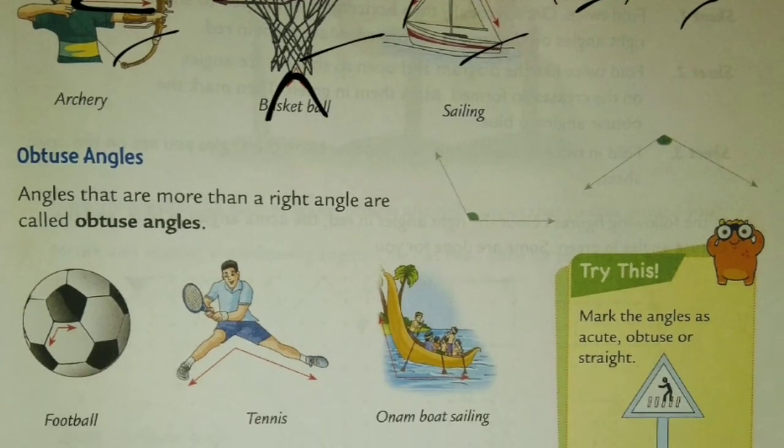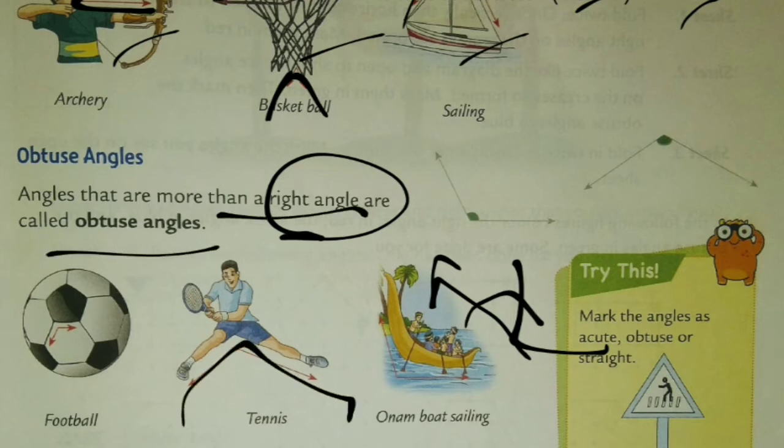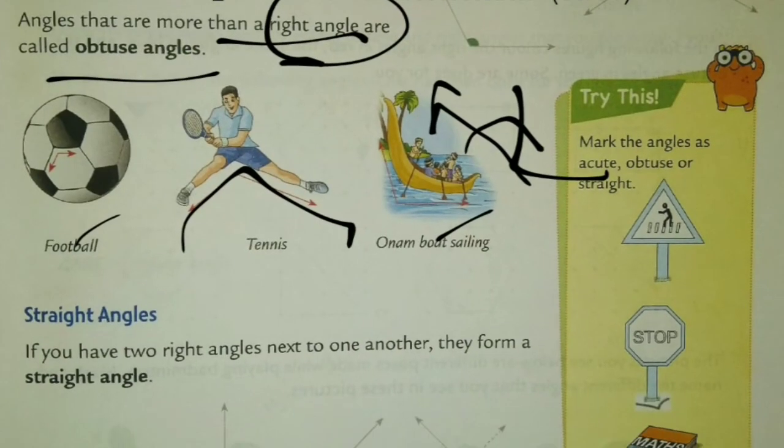Next, obtuse angle. What is obtuse angle? Obtuse angle is more than a right angle. See, this is a right angle. Now, the right angle we can extend more on one side. This will make an obtuse angle. Okay, see, this is an obtuse angle. These are the examples of obtuse angle.